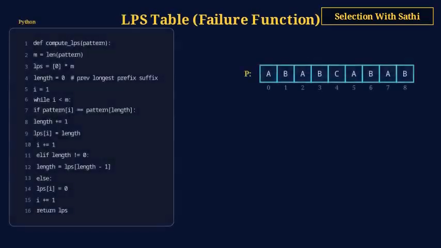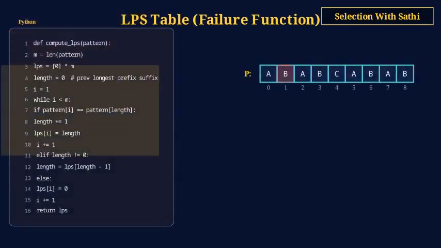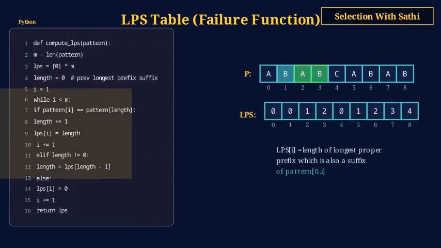The key insight behind KMP is this: when a mismatch occurs at pattern position j, we already know that pattern 0 through j-1 matched the text. Instead of restarting from the next text position, we can skip ahead based on the structure of the pattern itself. KMP preprocesses the pattern to build the LPS array, also called the failure function.